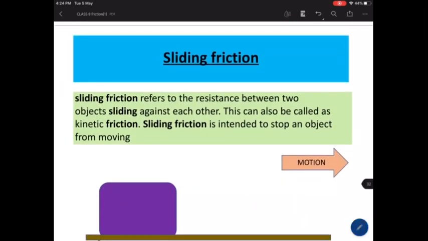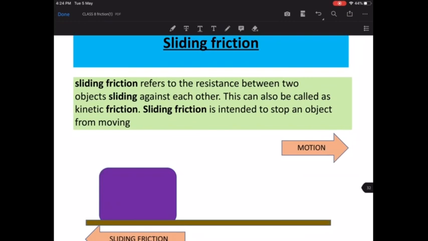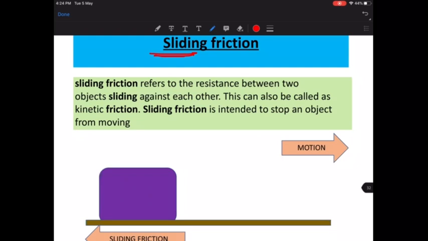Fine. Now that I've told you what static friction is, I'm sure you will be able to tell me what sliding friction is. Sliding friction, as the name suggests, means the object has to be sliding. In the earlier case it was static. Now the object should be sliding. Suppose this is the surface and this again is my object, and I'm now sliding this object over this surface. My motion is in this direction. In which direction will my friction force be? My friction will be in this direction.